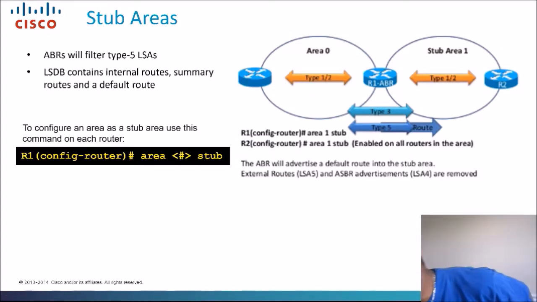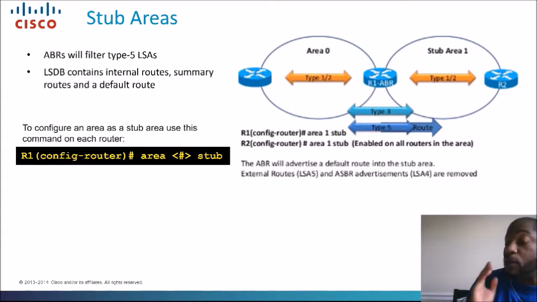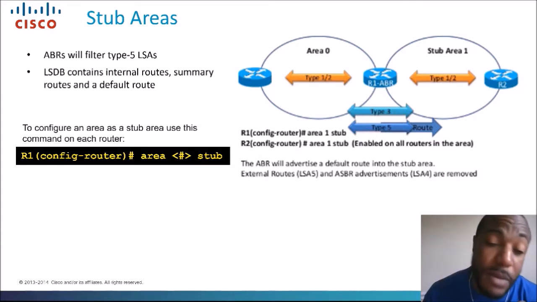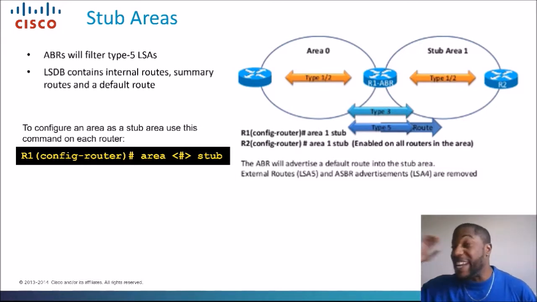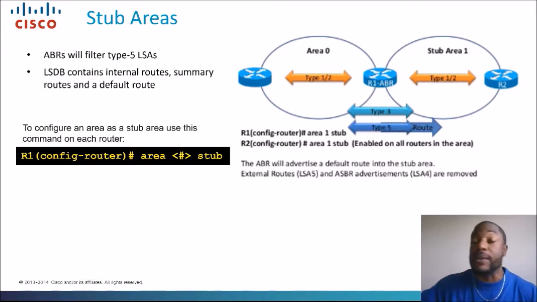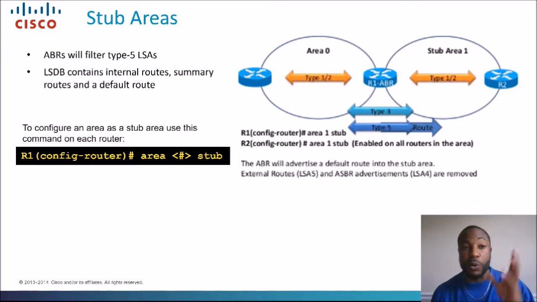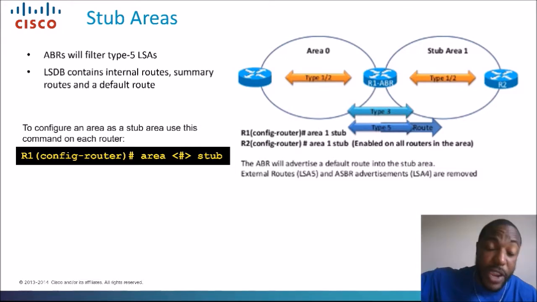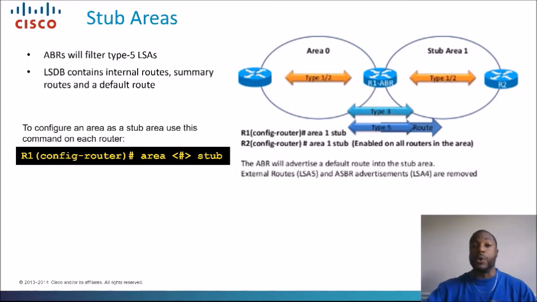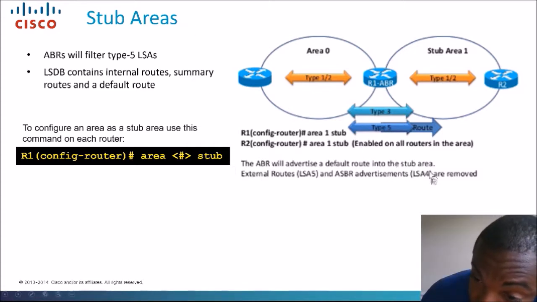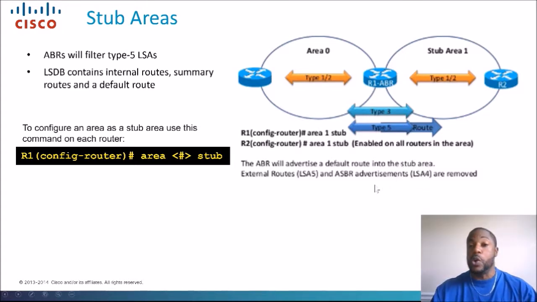Now, here's where the trickier area types come in. A stub area. We talked about what a stub is when it comes to EIGRP. Well, the same concept kind of applies here. We create a dead end to the network when we cut off certain routes from coming into it. When we declare an area a stub, it will filter type 5 LSAs. What's a type 5 LSA? It's an external route. We talked about that in the last video. So when we declare an area a stub, it'll stop type 5 LSAs from coming in. But notice it'll also stop type 4 LSAs from coming in. So those are routes that we're cutting off.